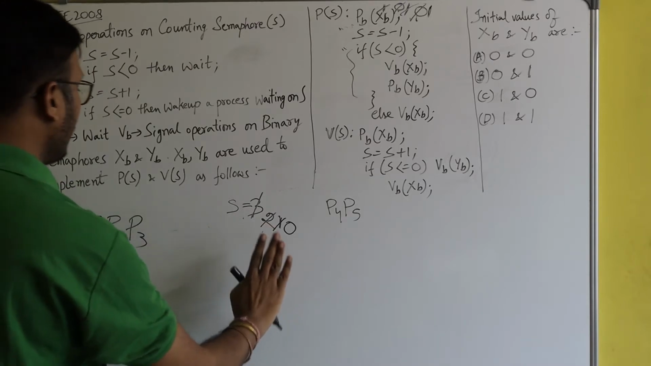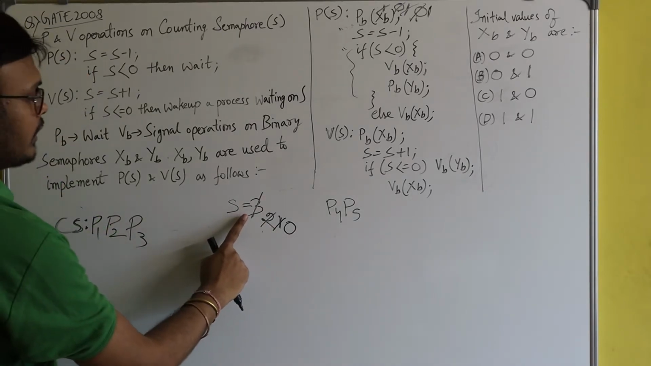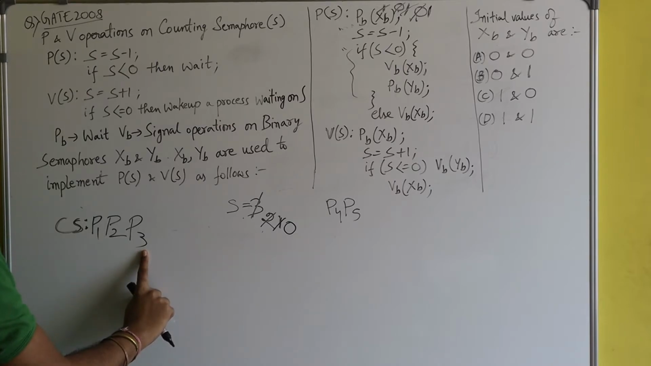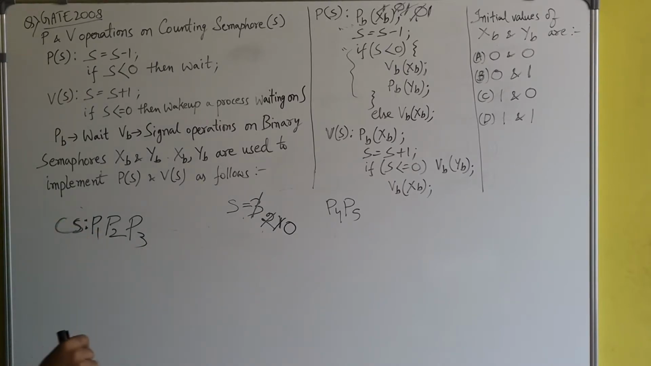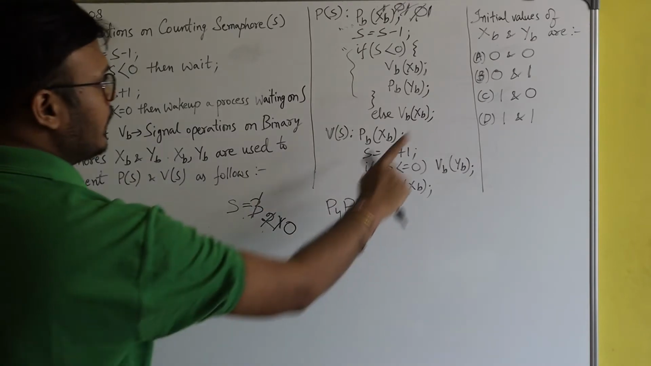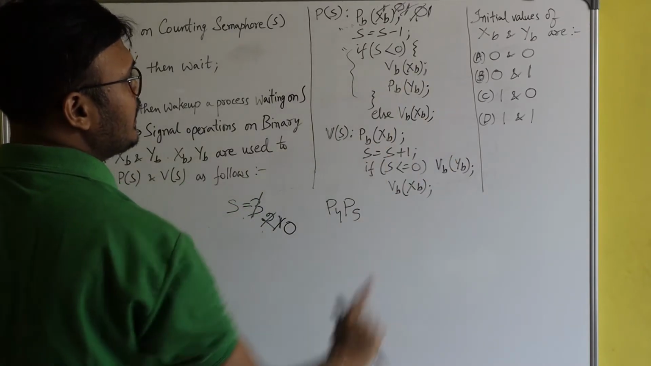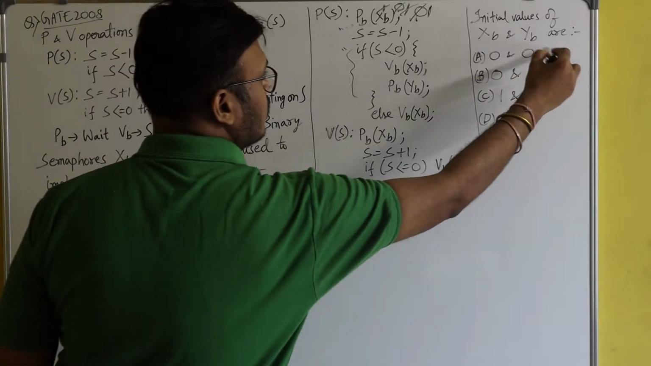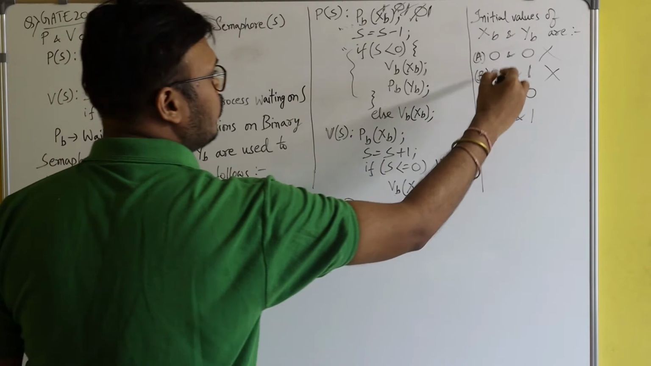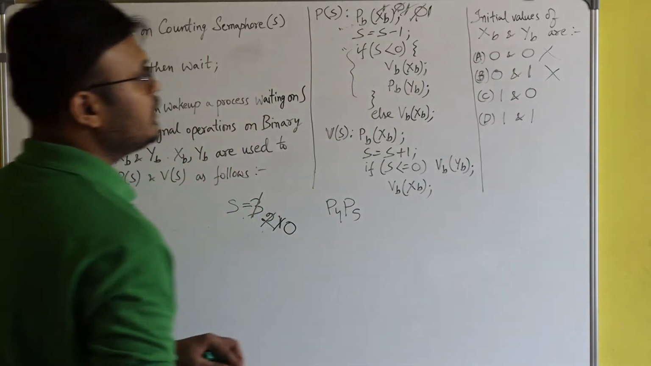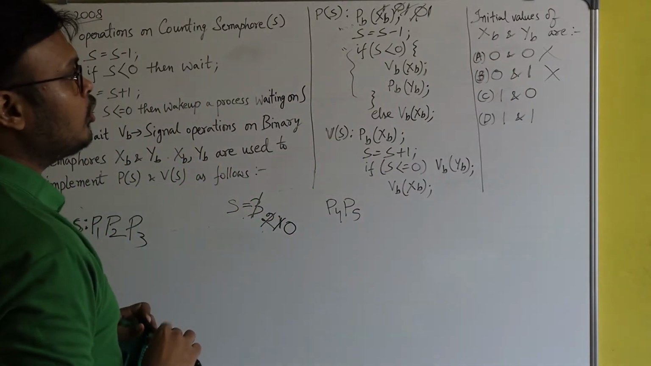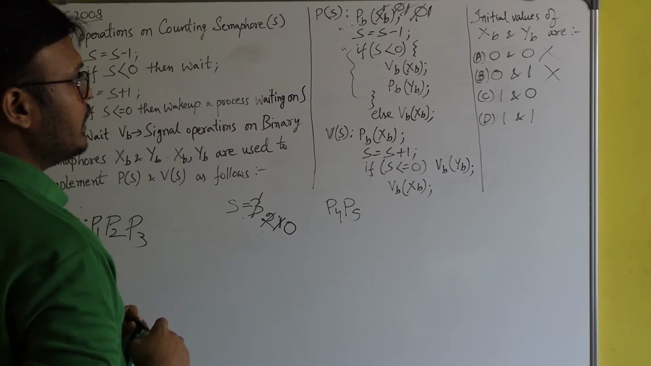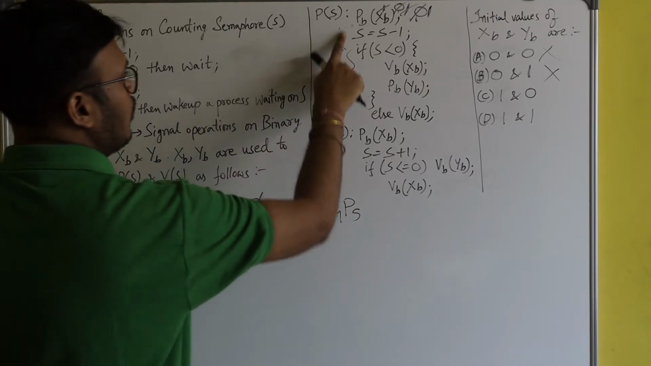So till now everything is fine. The value of S was 3 and all the processes could get the entry inside the critical section. After doing this, we are sure that XB must be initialized as 1. So definitely option A and option B are false, because in both these options the value of XB is 0. What about option C and option D? Let's check, we will come to it later.